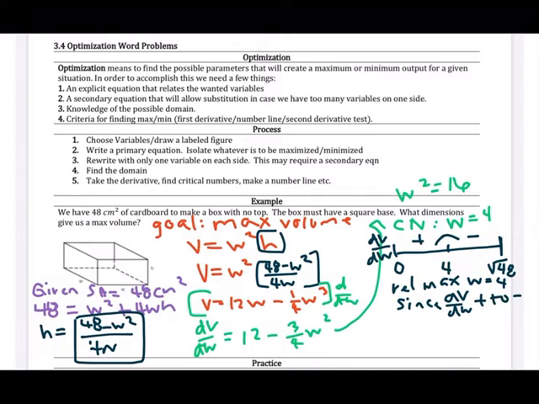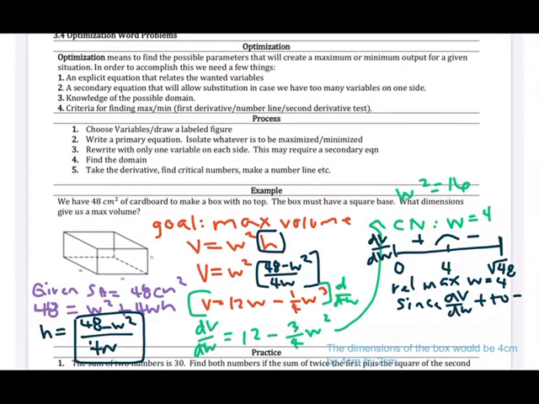The question asked us for the dimensions of the box, so the box would have a width of 4 and a height of 2. So the dimensions would be 4 centimeters by 4 centimeters by 2 centimeters. And I just found out that h was 2 by plugging 4 into the equation over here that we came up with for solving for h.